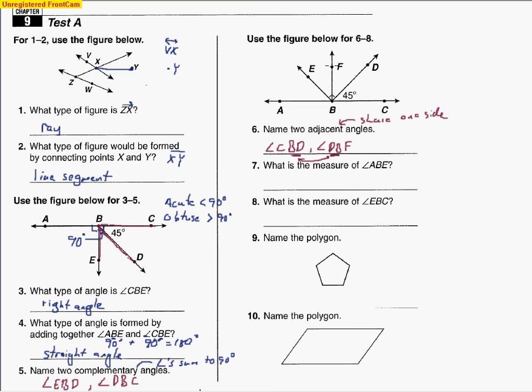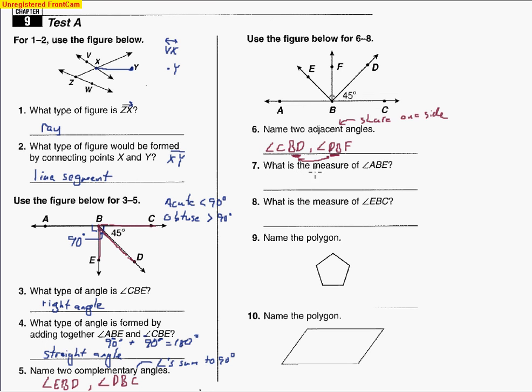Could also have like DBF and FBE. They share FB. Or you could have said FBE and EBA. See, they would share EB. So a couple of different variations of answers there. So you have to watch for yours. Yours is a multiple choice test, so there'll only be one answer here for you to choose. Find the one that has the letters that are next to each other that are the same, and that will be the two adjacent sides.